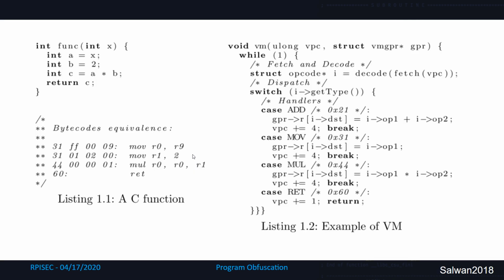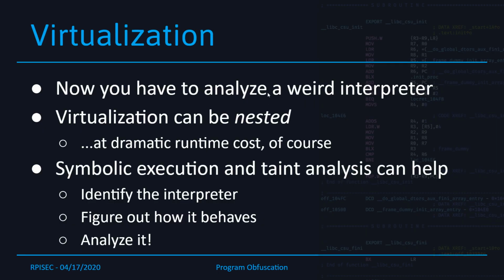And here's another example from a more recent publication, which is talking about attacking this stuff. And so you see here, this is a really simple one. It has add, move, multiply, and return. But this allows us to take this rather simple function and turn it into a mess of bytecode and a virtual machine. So now we have to analyze this weird interpreter. We've kind of abstracted ourselves away from what we're used to. And furthermore, virtualization can, of course, be nested.